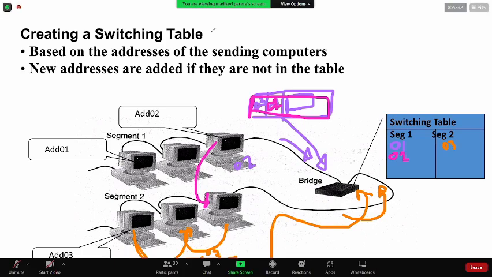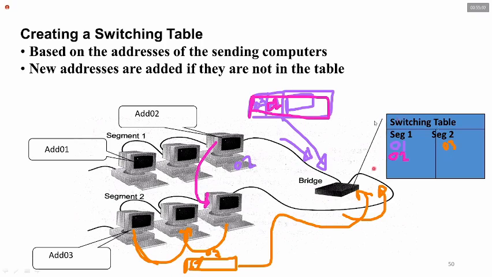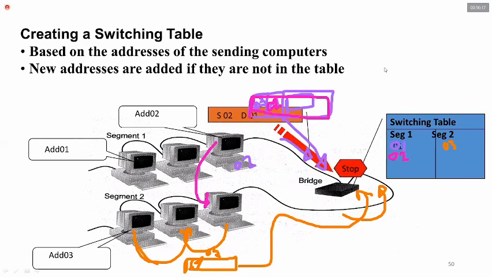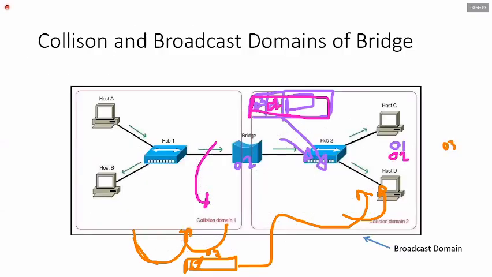So this is how the switching table will be made. The bridge will make the switching table according to this. Before that, if you send a message, sometimes the bridge will pass it to the other side because it doesn't know where that computer is. After building up the switching table, it will stop the unwanted data according to the switching table. So hope it is clear. Any questions? No, madam.